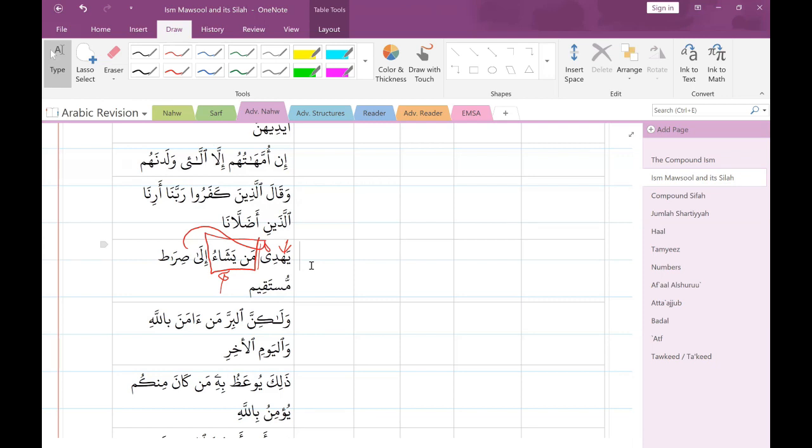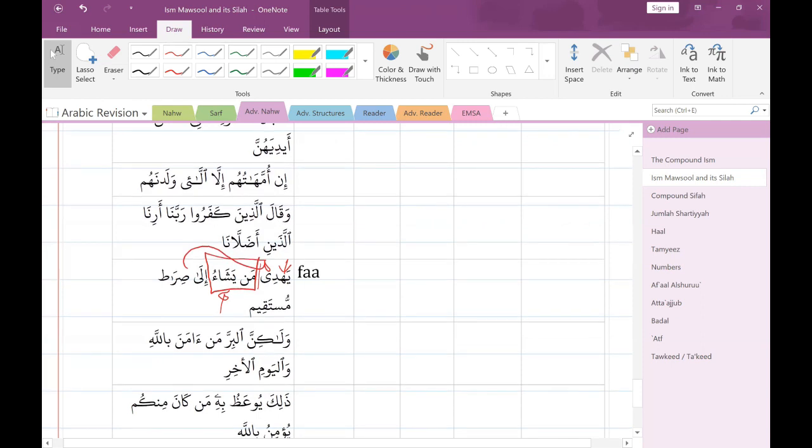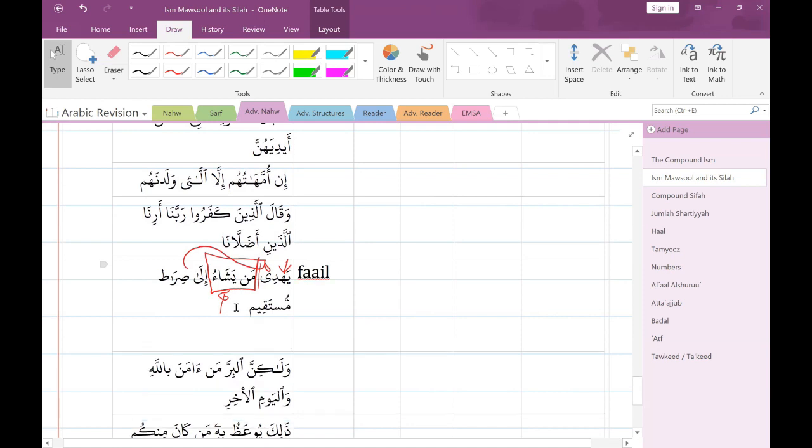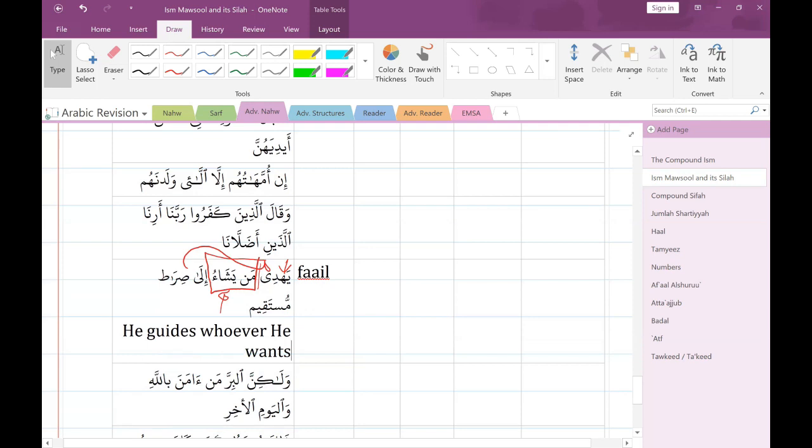Okay, let's take it step by step. Let's take the first meaning: Yahdi is referring to Allah, and man yasha'u is referring to Allah. So there's a match. It's both huwa, same person, same entity. Can you write Yahdi? So this would be a fa'il. Whoever he wants. So in the first instance, he is a fa'il. He guides whoever he wants. Match. He, same person, same entity. And in that case, man yasha'u is a fa'il.